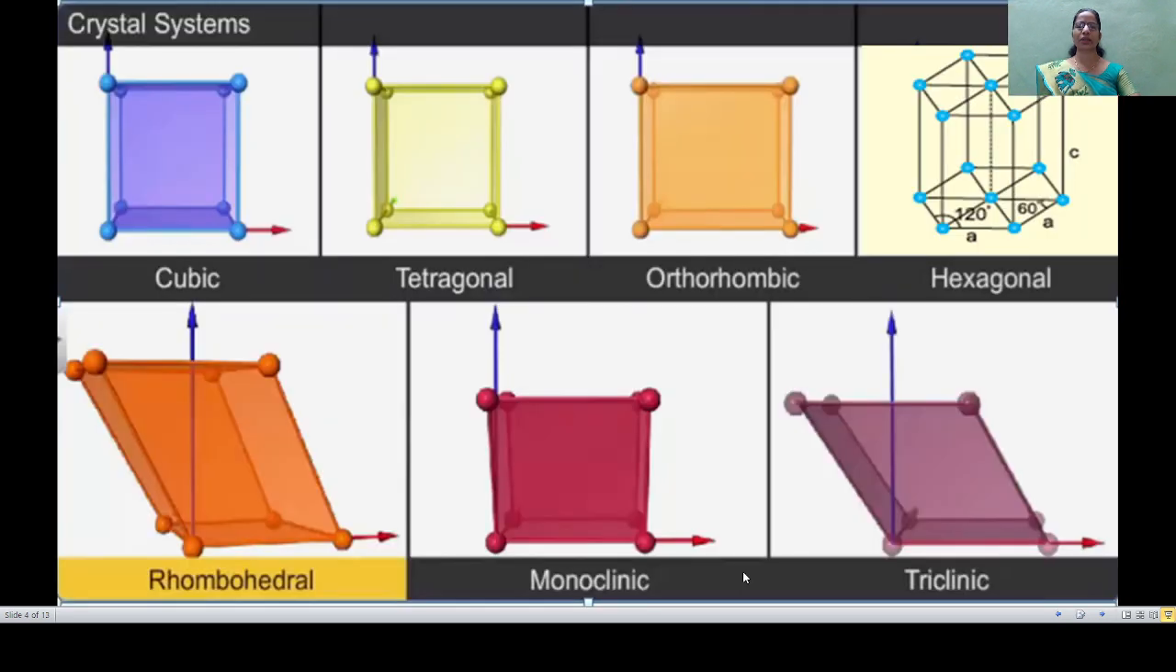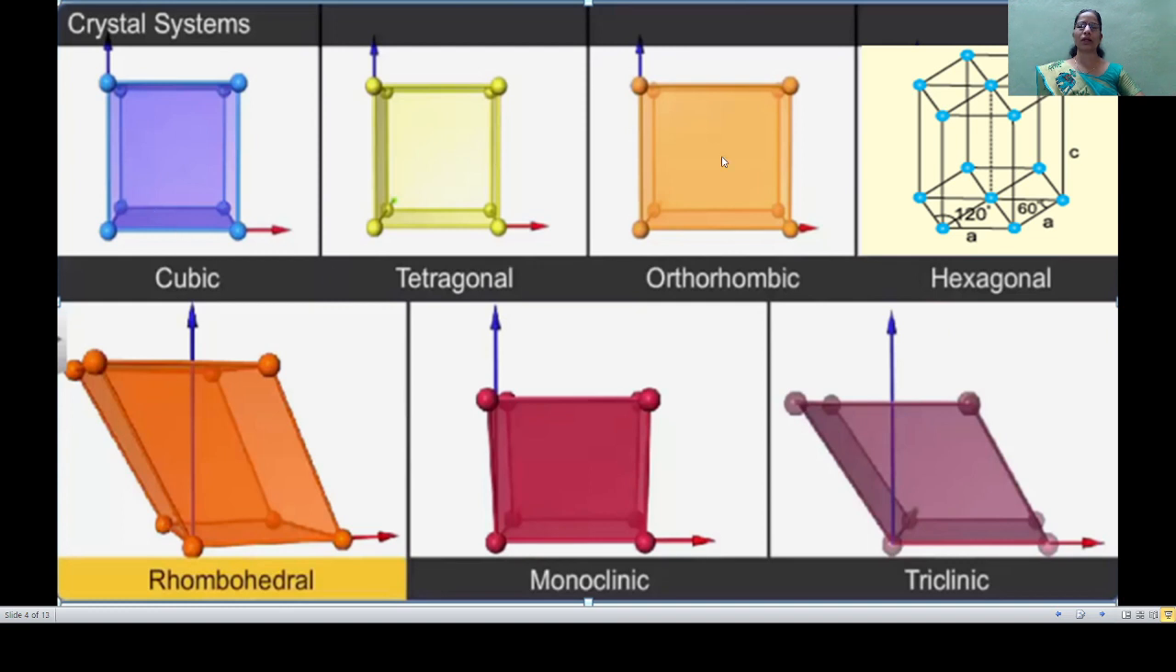Now see, this picture shows you the 7 crystal systems. The first one named as cubic system. Second, that is tetragonal system. Third one named as orthorhombic system. Fourth, hexagonal system. Fifth, rhombohedral system. Sixth, monoclinic. And the seventh crystal system is named as triclinic system.